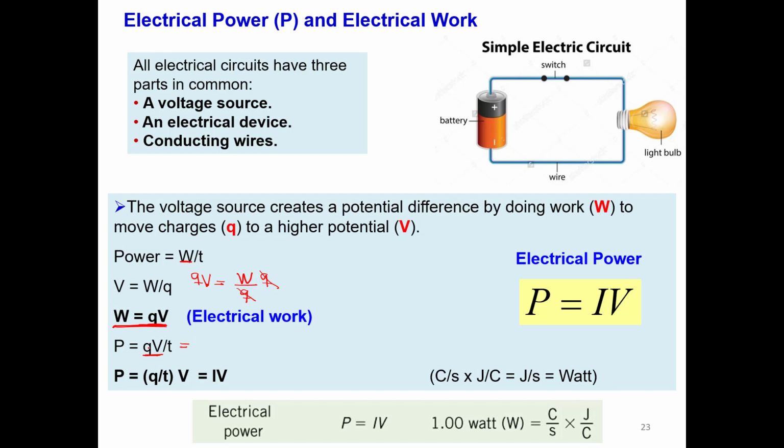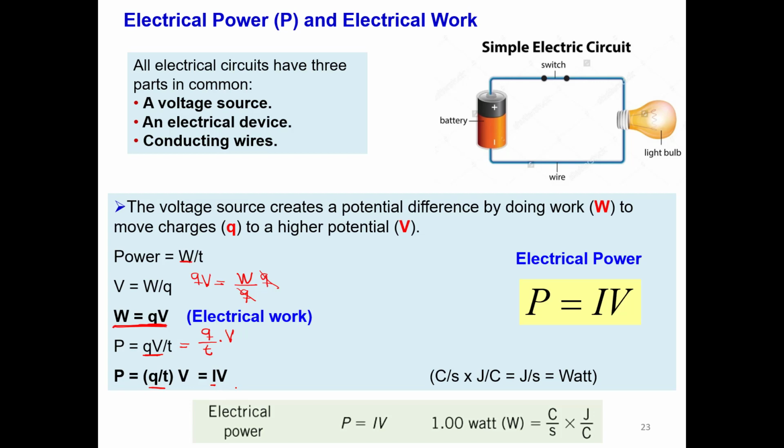Yes, we had charge times voltage over time, but we can rewrite this equation as charge over time times voltage. But we know charge per unit time corresponds to current. Yes, this corresponds to current. And we can define the electrical power as the multiplication of the current times voltage. Then how will we calculate the electrical power? We need to multiply the current times voltage.